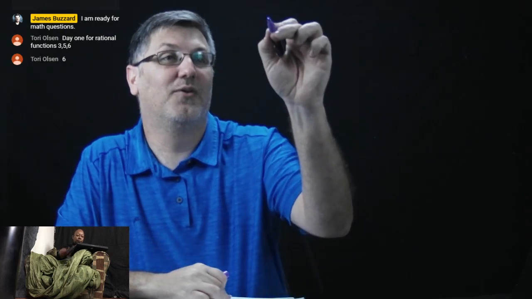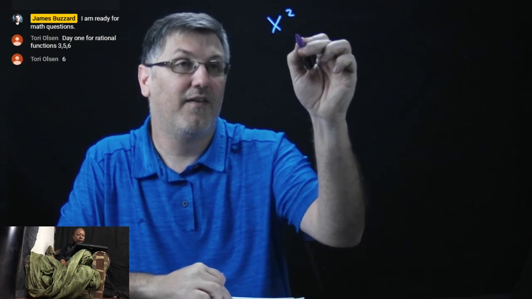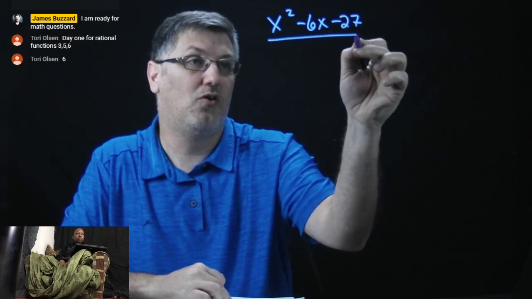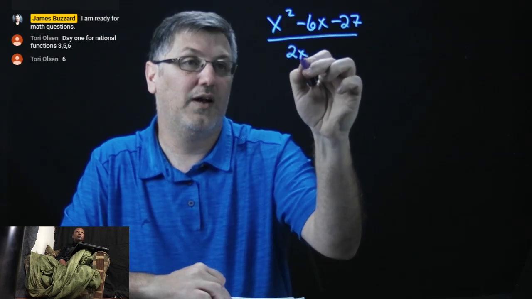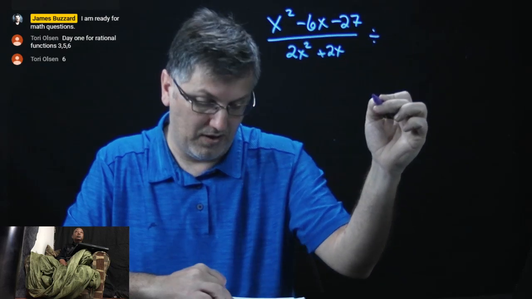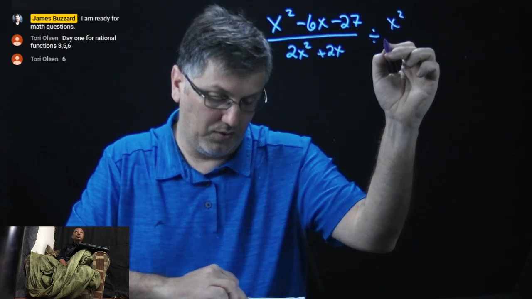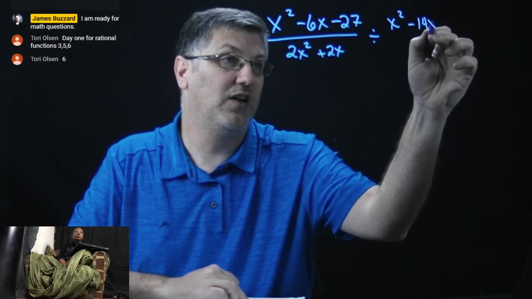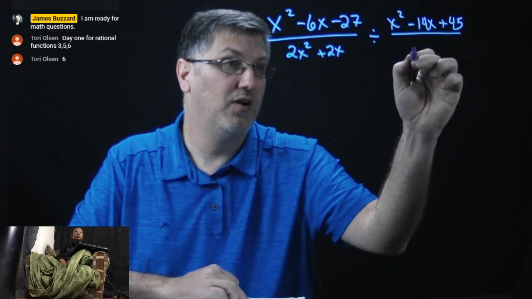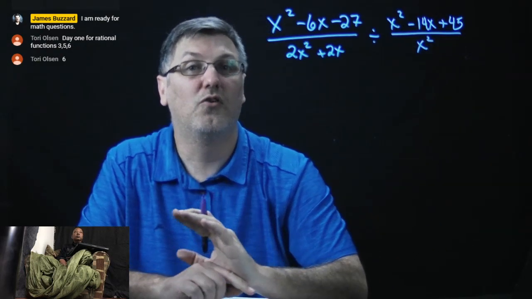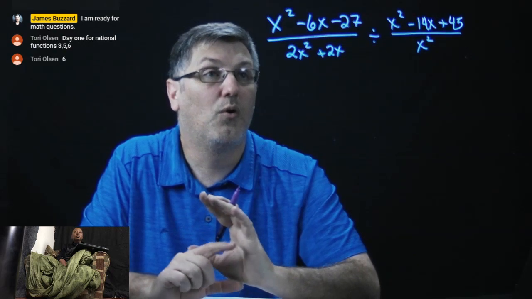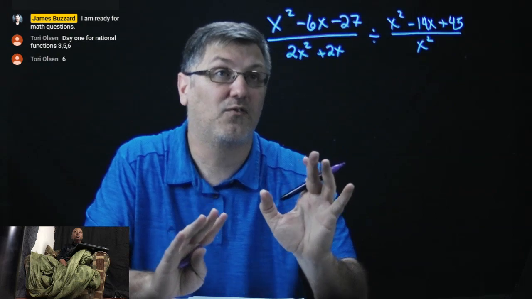Ooh. All right, so we have x squared minus 6x minus 27 all over 2x squared plus 2x, divided by x squared minus 14x plus 45 all over x squared. Before we try to do division of these rational functions, what we need to do is factor everything. Factor, factor, factor, factor, factor.